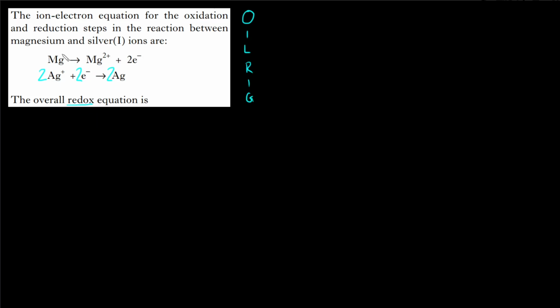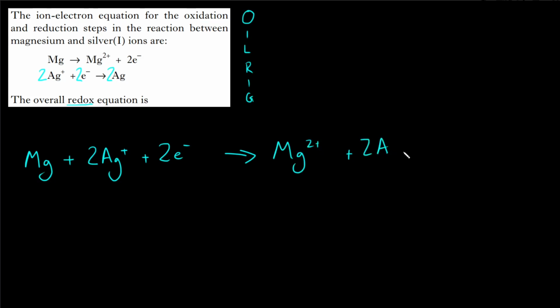So to write the redox, all I do is I take everything on the left hand side of my 2 equations and write them out into one line. So I've got magnesium plus 2 Ag1 pluses, don't forget the charges, plus 2 electrons is turning into Mg2 plus, 2 Ag, and 2 electrons. Now, we're not done just yet.